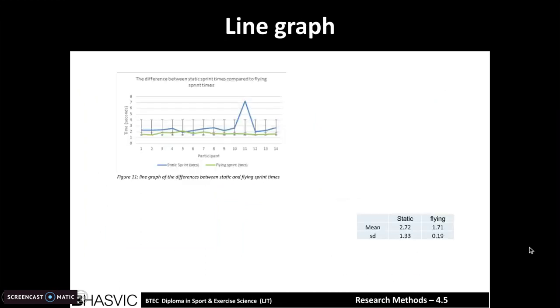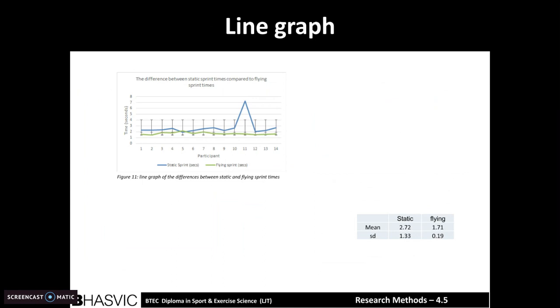Next, a researcher could use a line graph. The line graph can convey the comparison or differences between 2 data sets. Within this graph, the researcher can plot a standard deviation bar to establish the values of both sets of data compared to the mean. Shown in the standard deviation bar on the graph, the standard deviation values range from 1.4 to 4, with the mean for the static sprints being 2.72, with a standard deviation of plus or minus 1.33.